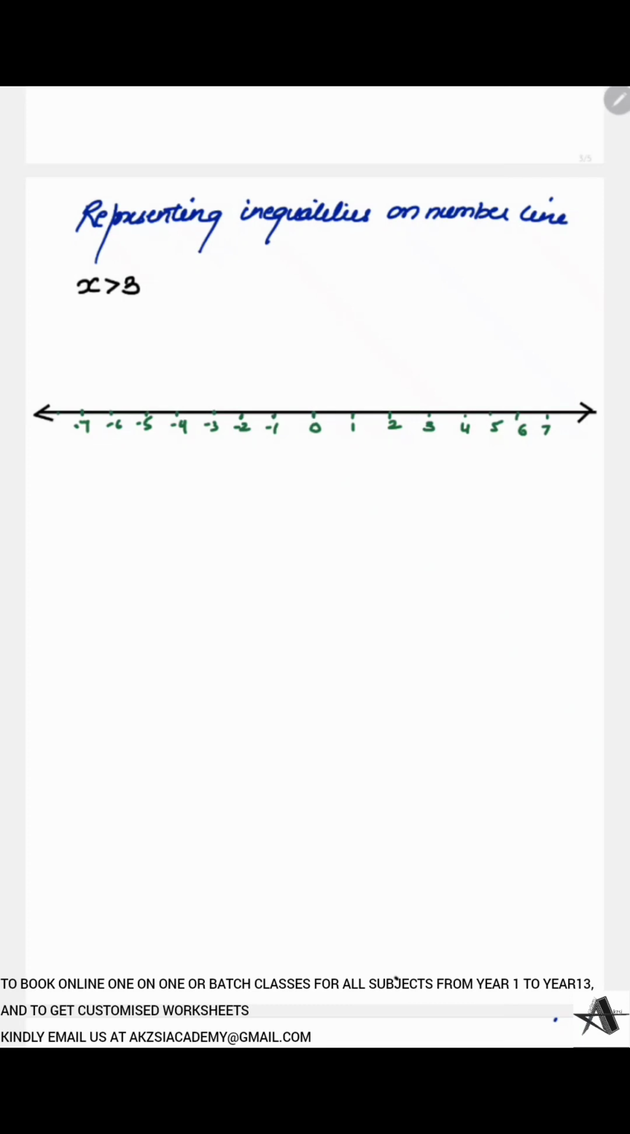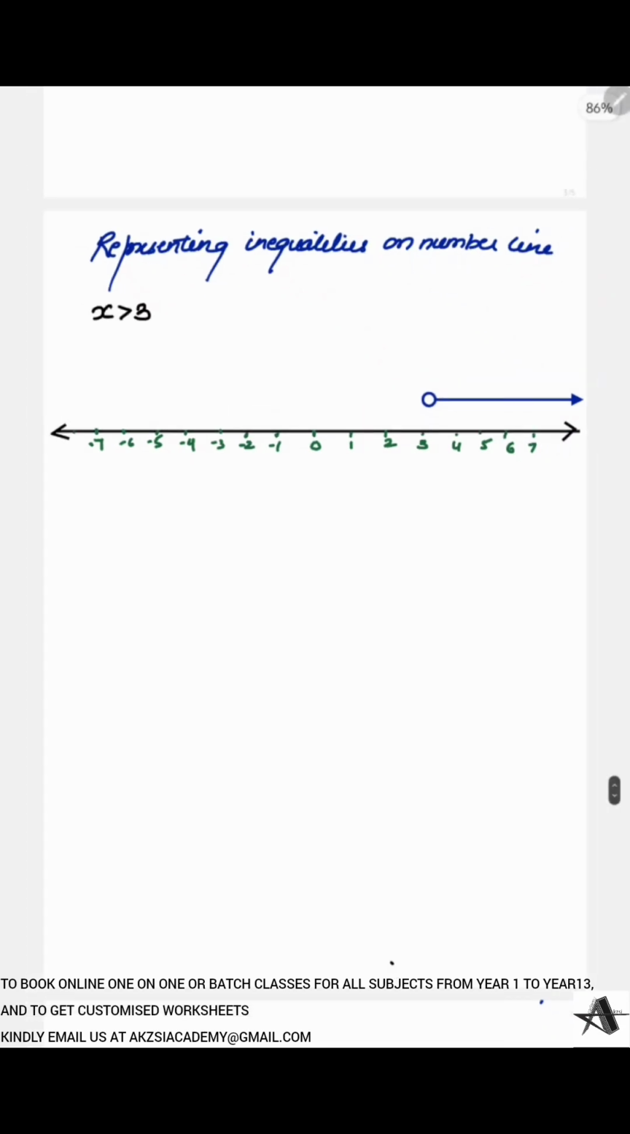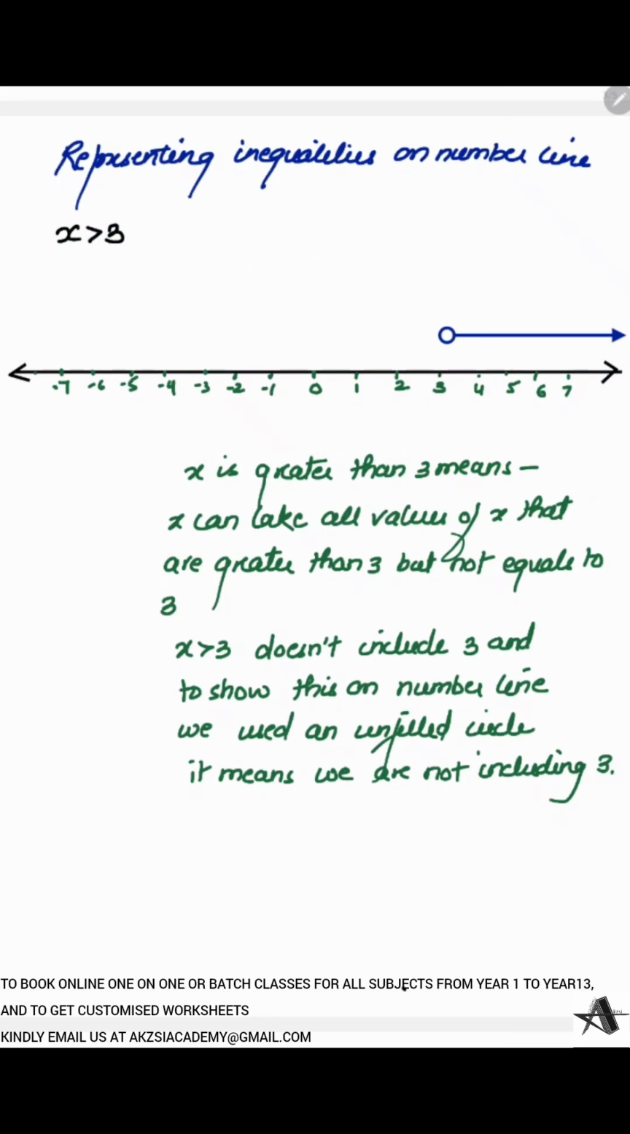That's why when you represent it, it will be a circle and then a straight line. A circle and a straight line means all the values continue to infinity. We don't know where the numbers end, and the values should be greater than 3 and go on infinitely, so I'm representing it with an arrow. And this circle is unfilled, which represents that I am not including 3 at all. So here I have written the representation of it.